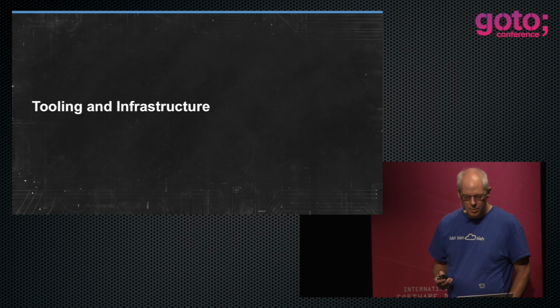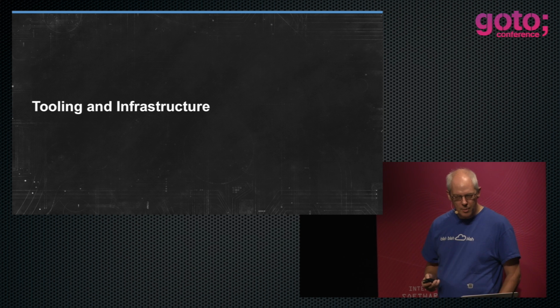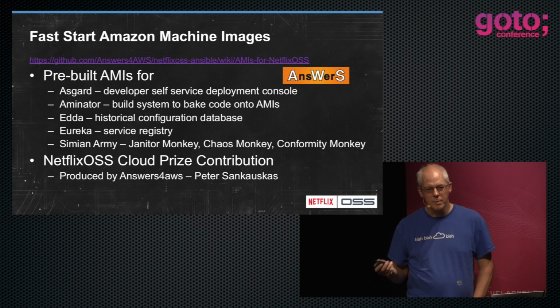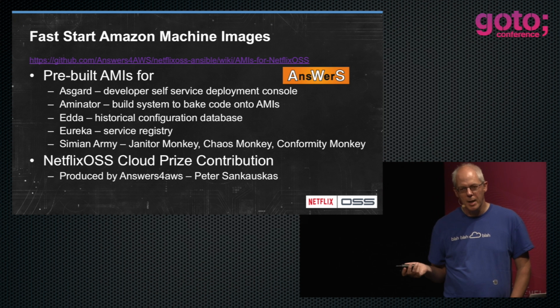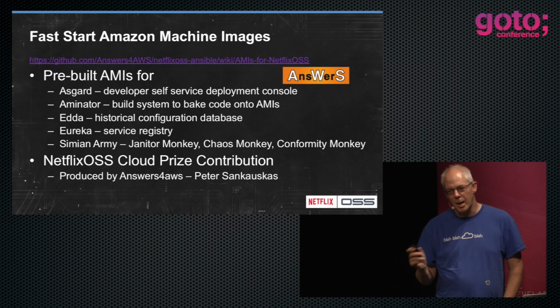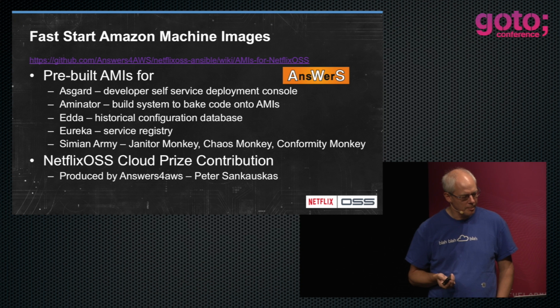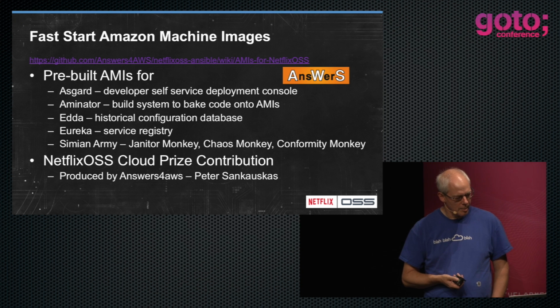Let's look at the tooling then. So to start with, you're going to want to stand up a whole bunch of services, and it's kind of a pain to have to go to GitHub and compile them and download them and figure out how to build them. So they've all been pre-built. There are pre-built AMIs. You can just go and use the Amazon console to fire them up for Asgard, Aminator, Edda, Eureka, and Simian Army.